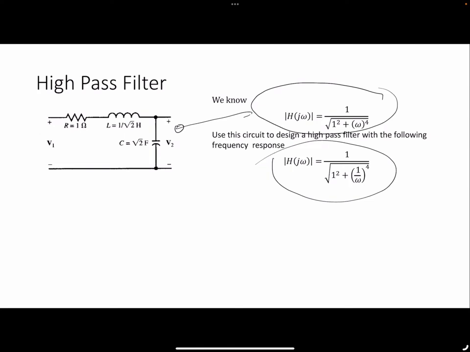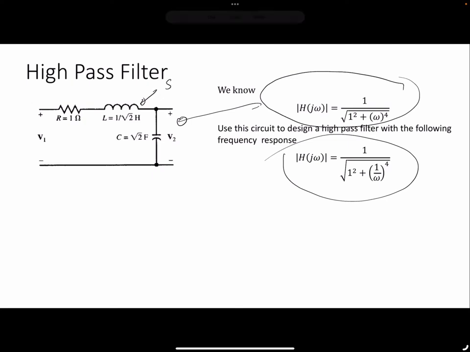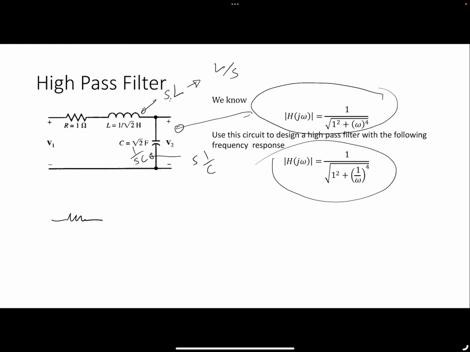Yeah, so basically, if I were to look at the impedance of this, it's SL, and the impedance of this is 1 over SC. So what that's telling me is that if I want to replace every S with 1 over S, I need to replace this component with something that has an impedance S times 1 over C, and I have to replace this with something that has an impedance of L over S. And so effectively, I just need to replace the inductor with a capacitor, and my capacitance has to be 1 over L, so square root of 2.